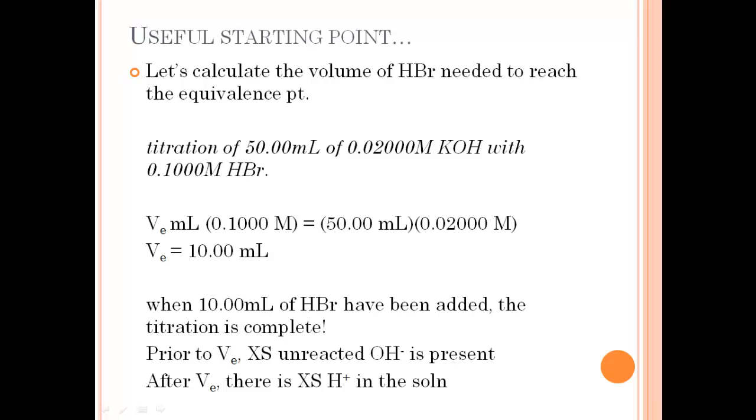When you add 10 mL of HBr, that titration is complete, which means that all of the OH- that was in the flask has eaten up as much HBr or as much H+ as it can. So prior to the equivalence point, excess unreacted OH- is present. After the equivalence point, now there's no more OH- left. There's excess H+ in the solution.